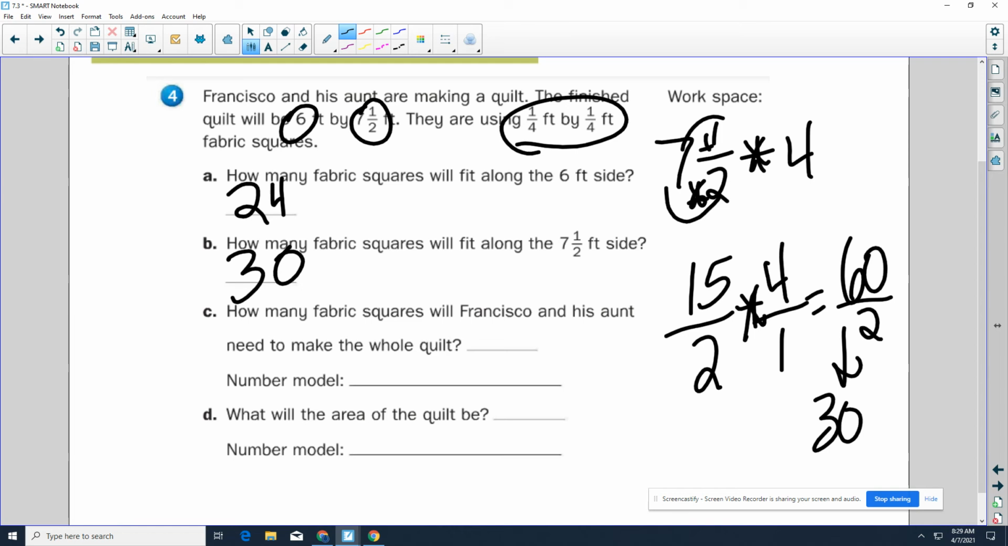So I want you to pause the video and work that out. And then I also want you to, when you come back, do D and pause the video.